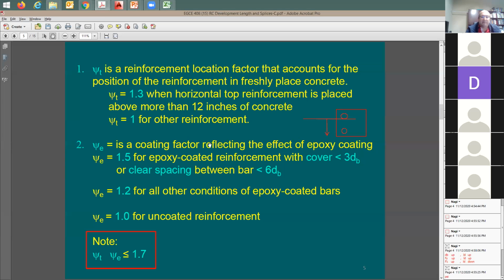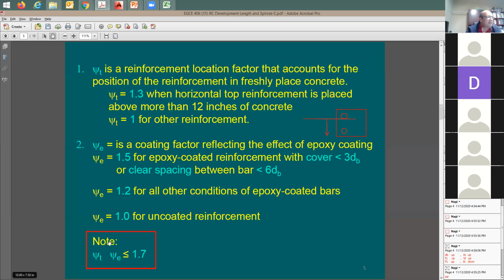All right. How about this epoxy coated? It's going to be simple. The problem is going to say, is it epoxy coated or no epoxy? If it's epoxy coated, and you have a certain cover, you see the cover is smaller than 3 d_b, 3 times the bar diameter, and the clear spacing is smaller than 6 d_b, which means 6 times the bar diameter, your psi sub e is going to be 1.5. All other conditions of epoxy coated bars give you 1.2. If no epoxy bars, like the regular bars, take it as 1.